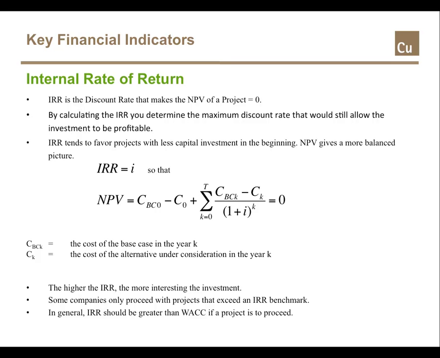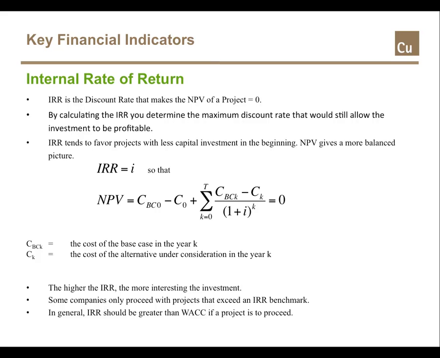The third key financial indicator to express LCC is the internal rate of return, IRR. The IRR is the discount rate that makes the NPV of your project 0. In other words, by calculating the IRR, you determine the maximum discount rate that would still allow the investment to be profitable. A high IRR means that the project is more interesting. In general, the IRR of a particular project should be greater than the cost of capital, WACC, in order for the project to be worth considering. The easiest way to calculate IRR is using the IRR function in Microsoft Excel.